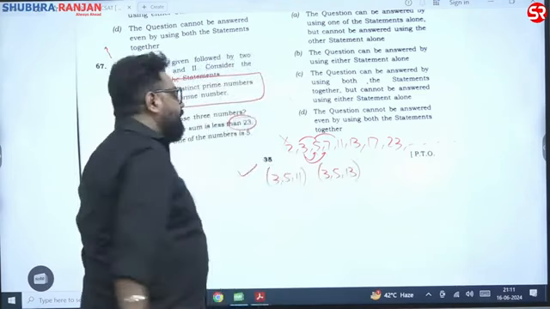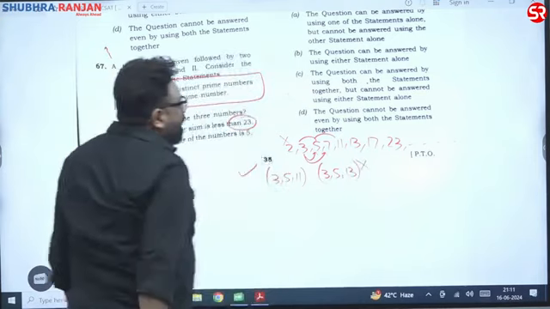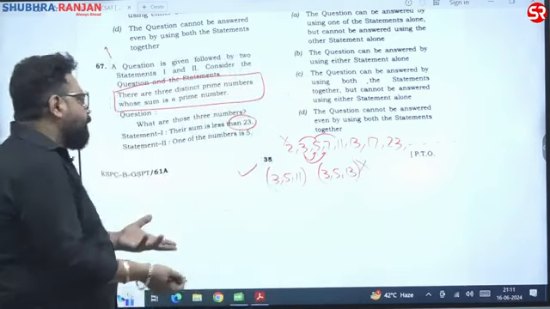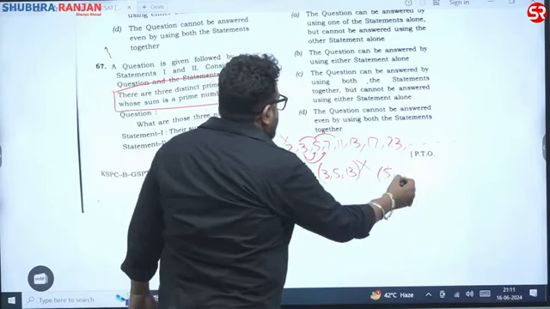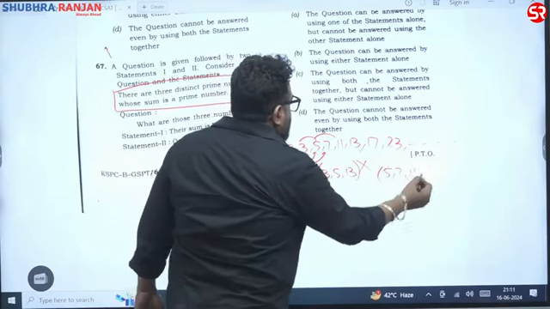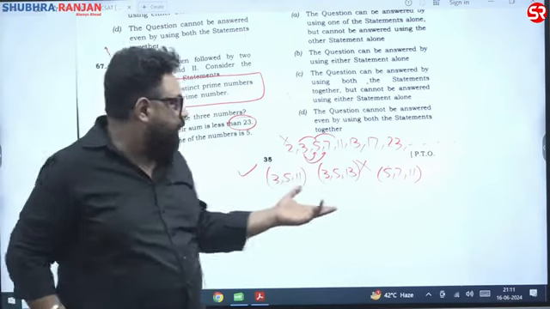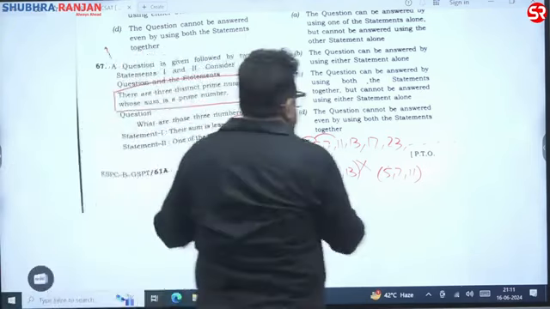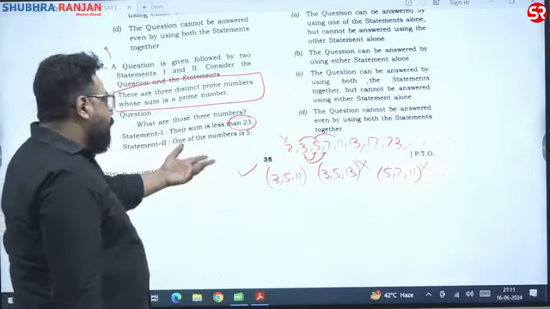So 3 plus 5 is 8, 8 plus 13 is 21. Not possible, it is not a prime number, right? So we can take only the smallest ones. Now if you say 5, 7, 11: definitely 5 plus 7 is 12, plus 11 is 23, but it is not less than 23, so we won't take it.